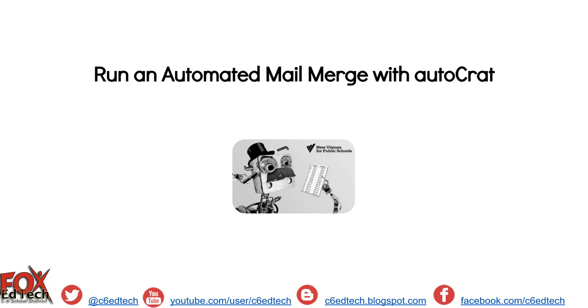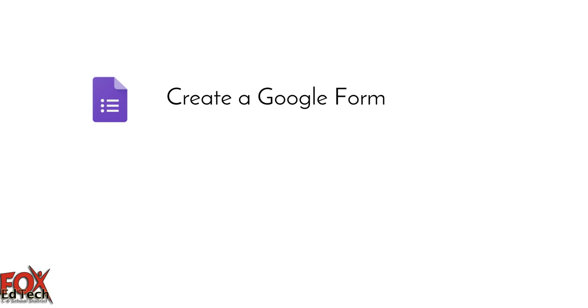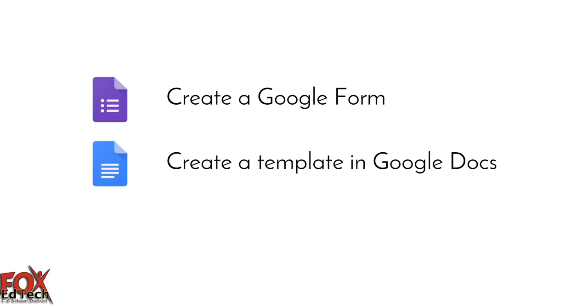In order to run an automated mail merge with AutoCrat, you'll need to know how to utilize three separate Google tools. You'll need to be able to create a form for students to fill out, create an email template in Google Docs, and finally, utilizing Google Sheets, you'll have to run the AutoCrat mail merge. To get started, let's head on over to a Google form and see what that needs to look like.